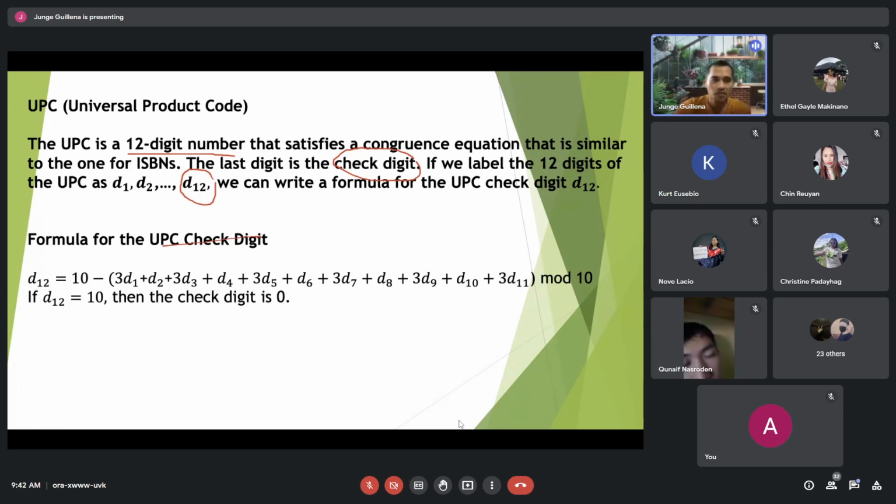So you have here D sub 12 is equal to 10 minus the quantity, parenthesis, 3 D sub 1 plus D2 plus 3 D sub 3 plus and so on and so forth. You may notice that the odd number places are multiplied by 3. Don't forget that. After multiplying the digits in the odd number places by 3, you get the sum, then take modulo 10. If the result is equal to 10, then the check digit is 0.